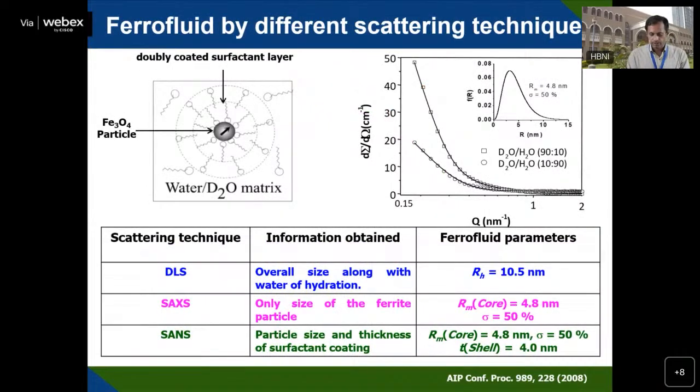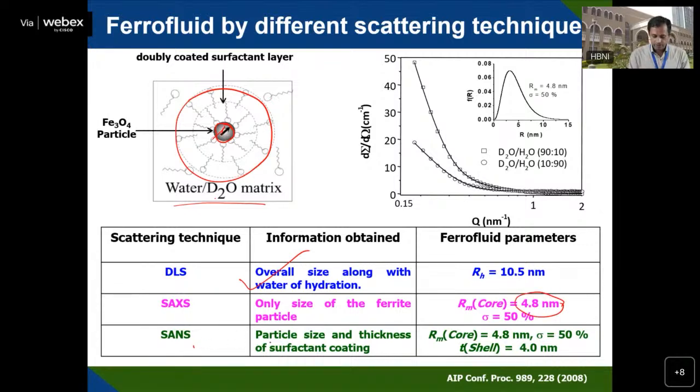Whether it's a spherical or cylindrical elongated shape, that information you can also get. Similarly, this is a ferrofluid, Fe3O4 nanoparticles in water. By using D2O as the solvent, you are able to see both particle as well as shell information. In normal light scattering measurement, you use dynamic light scattering, which gives the overall particle size, whereas in small angle X-ray scattering, you are able to get the size of the core. You can see the core, 4.8 nanometer, that you are getting here.